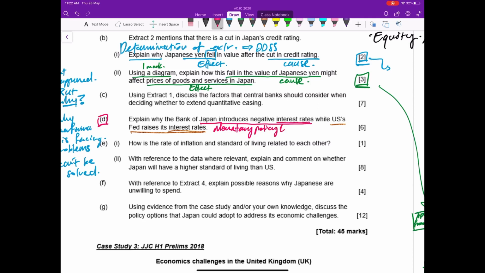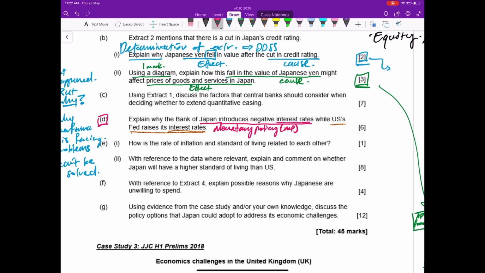Monetary policy has been removed from the H1 syllabus due to the COVID circuit breaker, taking up quite a lot of our curriculum time. But this question is still very much relevant to our syllabus. So as I go through this question, I'll explain to you how it is still relevant and why you should still pay attention to this question.